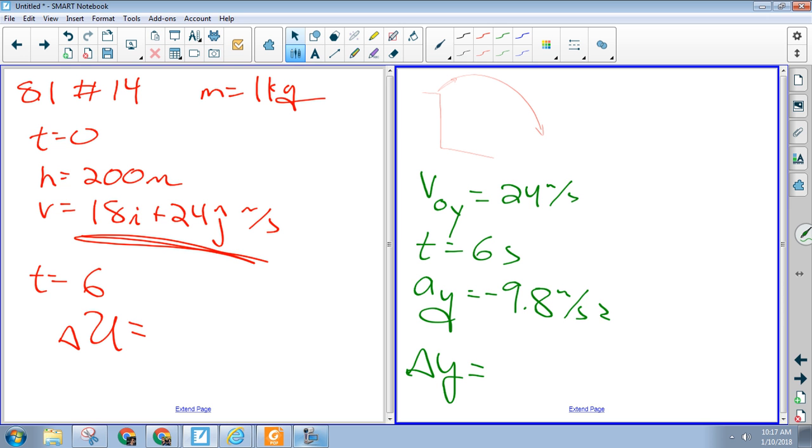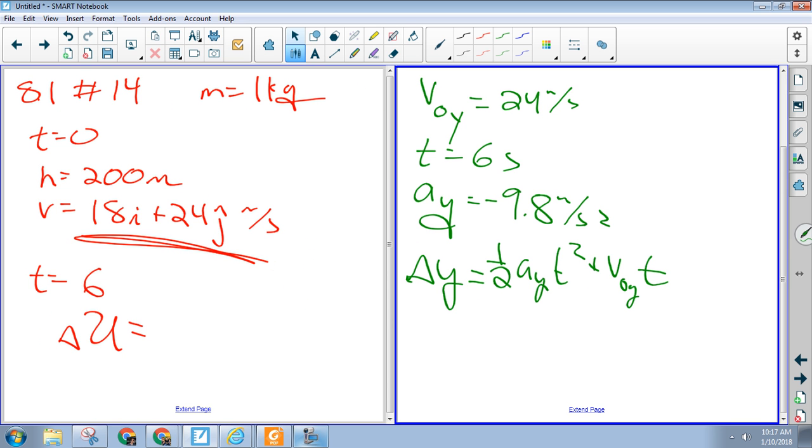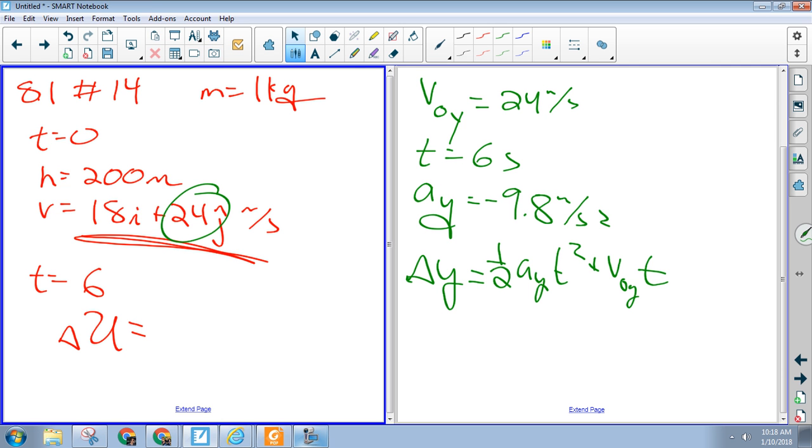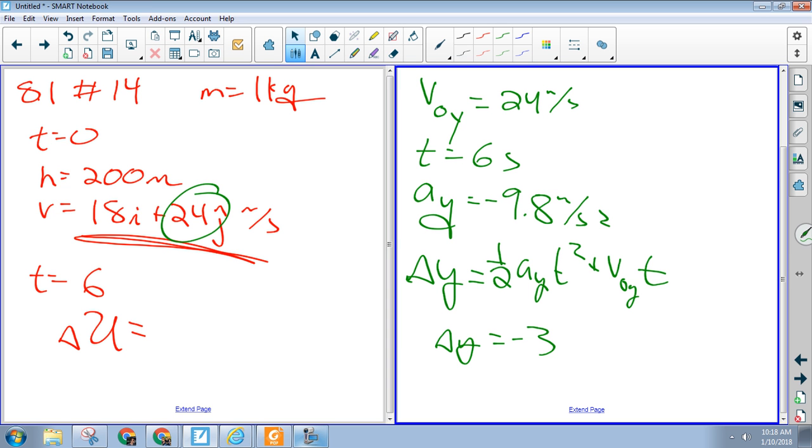Okay. So that would be, what, 1/2 a_y times t squared plus v_0y times t, right? Yep. Does that make sense? Everybody okay with my notation in this equation? Cam, you good? Yeah. This is by no means the only way to do it, but this will work. So I'm going to have, let's see, negative 4.9 times 6 squared plus 24 times 6. So I get negative 32.4 meters.